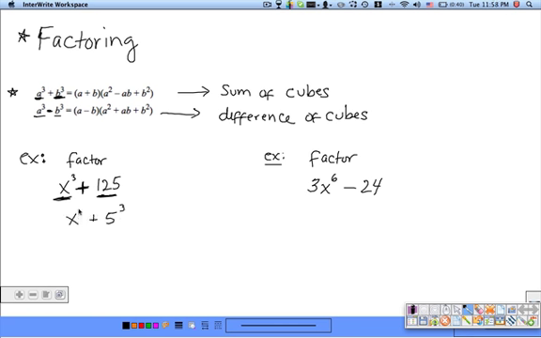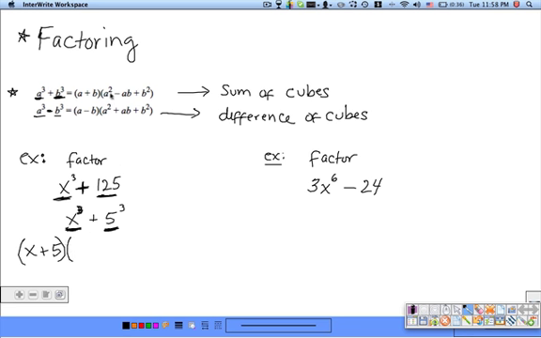So I'm going to rewrite them. X cubed plus 5 cubed. I write it like that so that I know what my A is and what my B is. So if I've memorized the formula, I just go back up here and say, okay, I know what A is. A is X and B is just 5. So let's plug it in the formula. A plus B, so X plus 5. There's my A plus B.